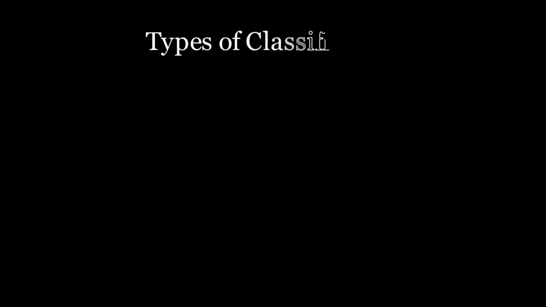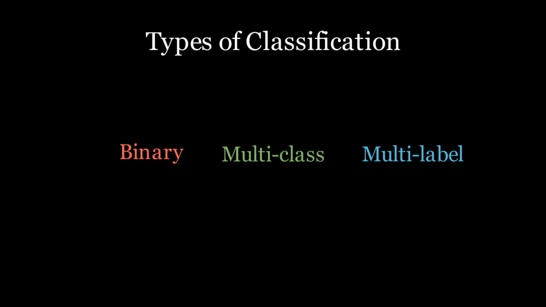In machine learning, not all classification problems are the same. Depending on how your labels are structured, you'll be dealing with binary classification, multi-class classification, or multi-label classification. Let's break them down with clear examples.